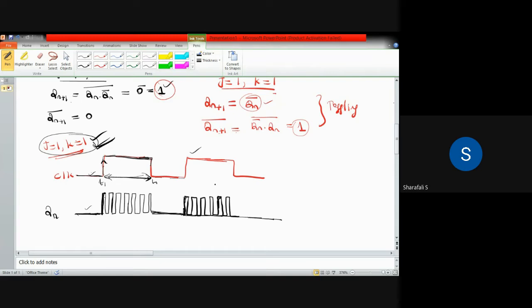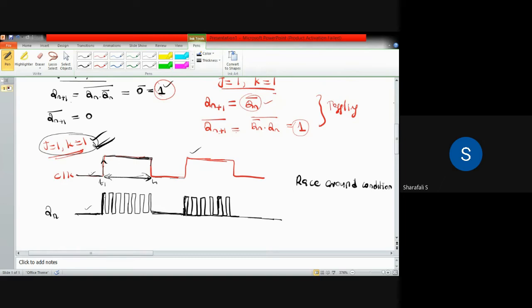As we discussed earlier, this kind of behavior will happen in the case of the JK flip-flop when you are having your inputs j equal to 1 and k equal to 1. And this particular process is called the race around condition.